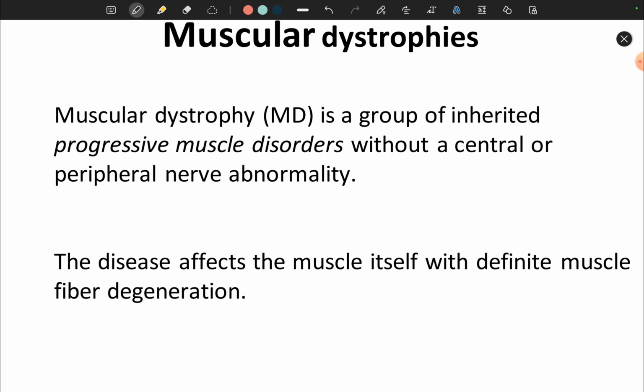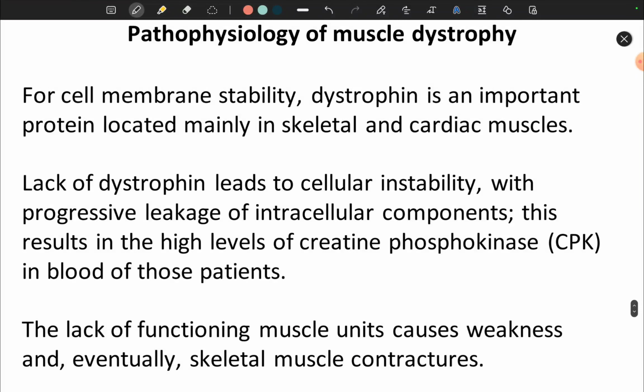What is the problem in this disease? There is, let's say, disappearance or absence or reduction in a protein which is called dystrophin. Dystrophin protein. This protein is absent from the membrane of the skeletal muscle fibers. It will be either in a reduced amount or absent. This protein is present in the cell membrane of the skeletal and cardiac muscles. So both skeletal and cardiac will be affected, unfortunately, not only skeletal.